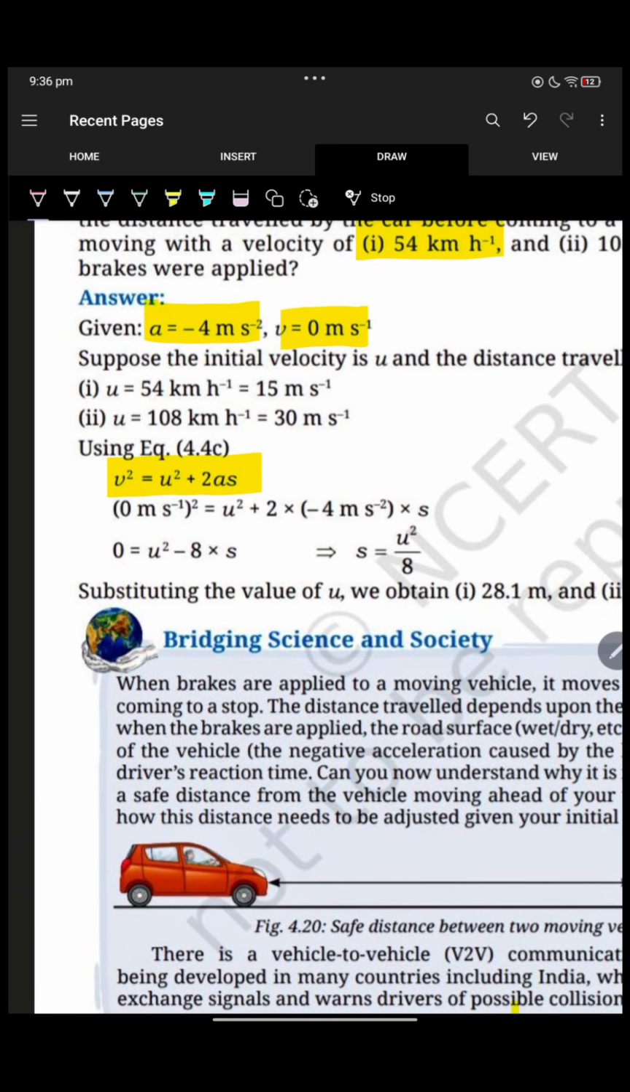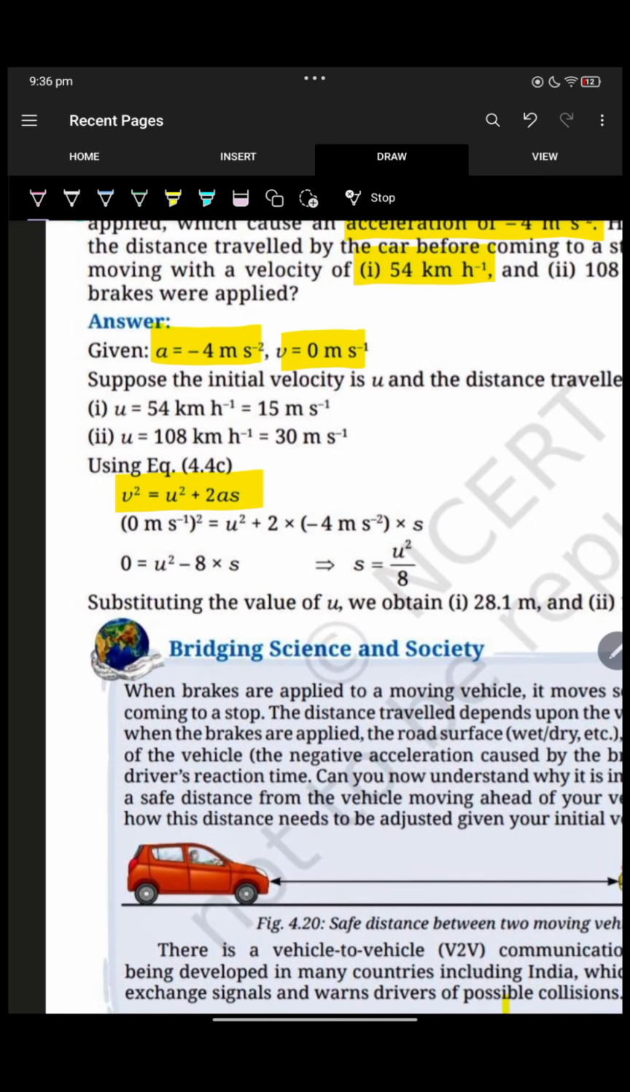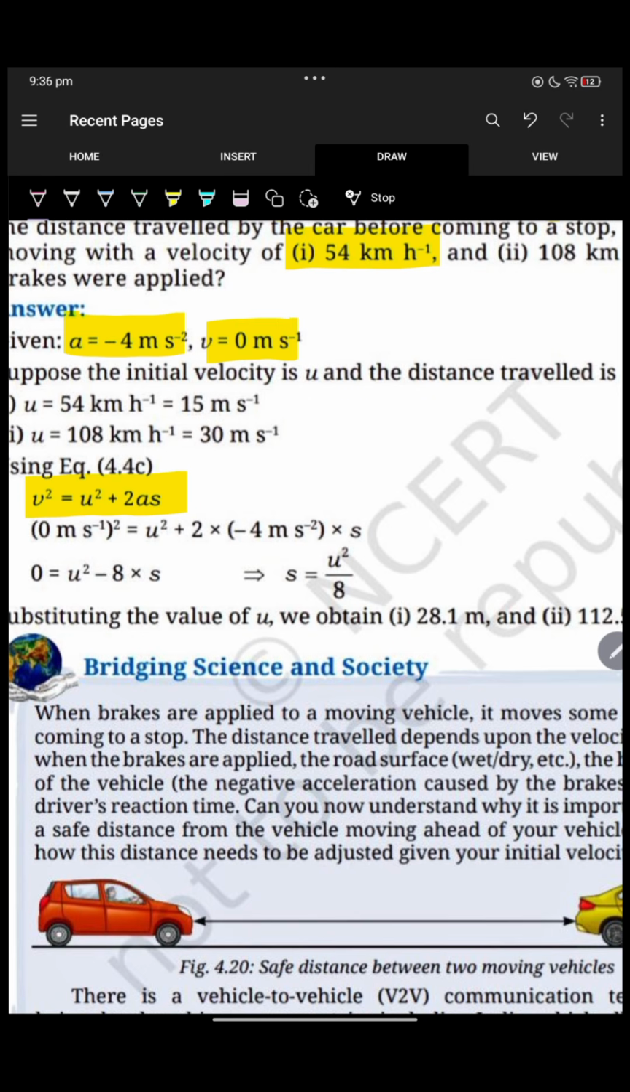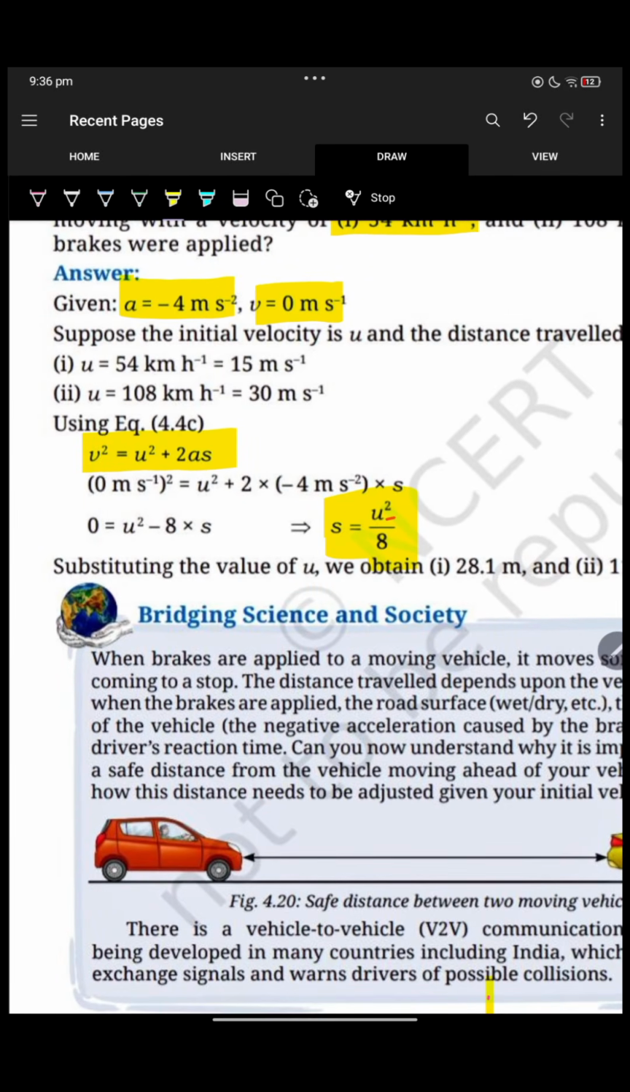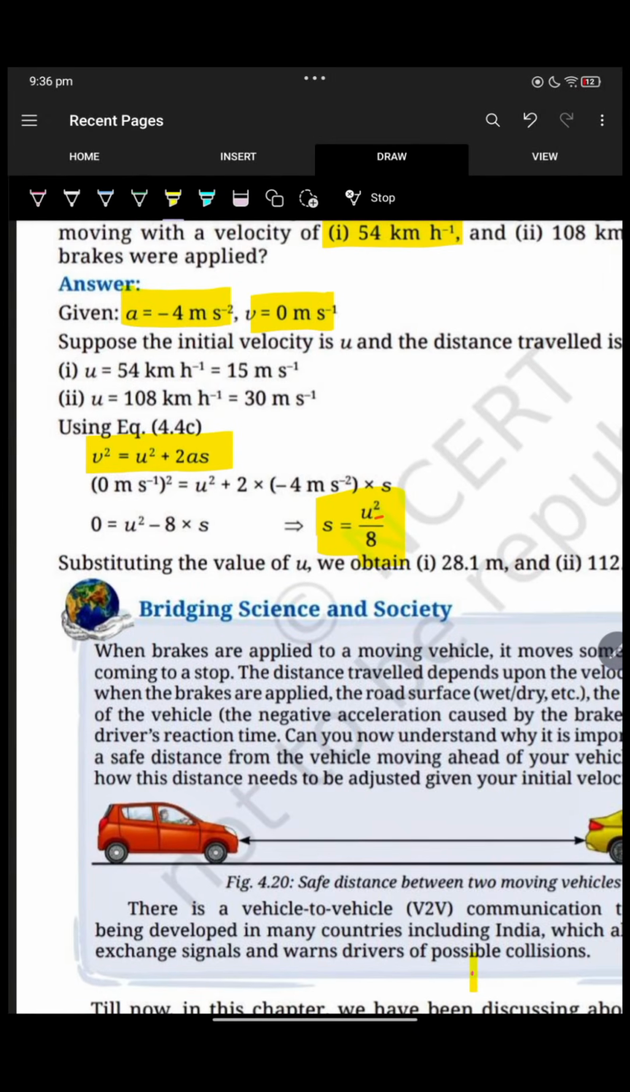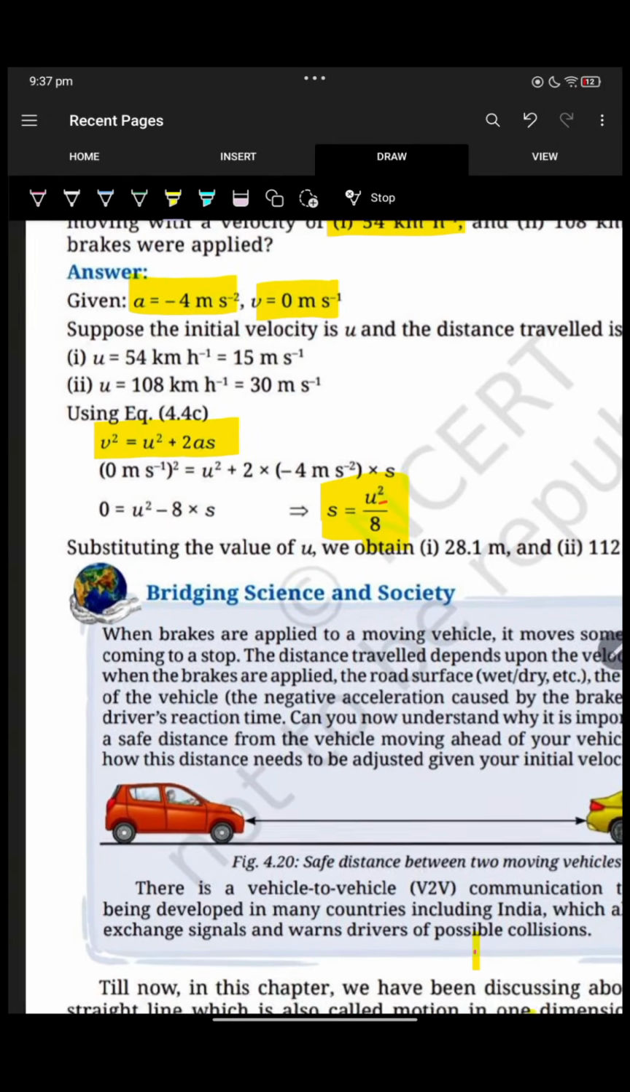The moment you write U is equal to 15 meter per second, you get V square is equal to U square plus 2AS. Final velocity is 0. So this approach keeps U intact and you get the final relation S is equal to U square divided by 8. Now you place the value of U in meter per second, just the way I said: kilometer per hour to meter per second, multiply by 5 by 18. If you do the reverse, meter per second to kilometer per hour, which you may need in some numericals, you multiply by 18 by 5, right?